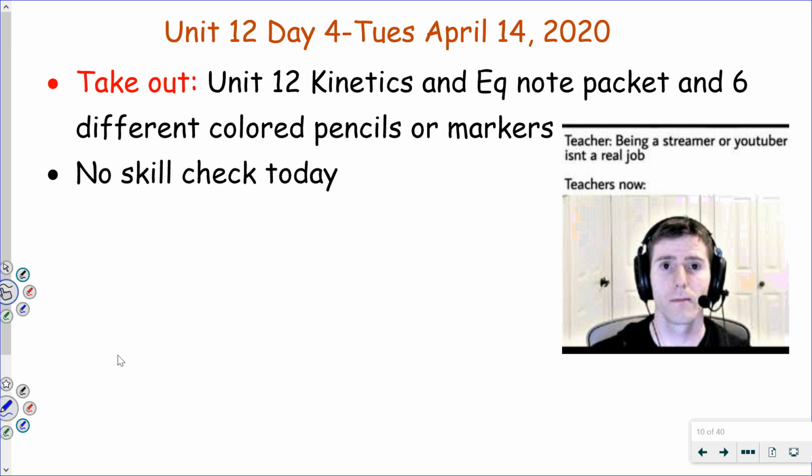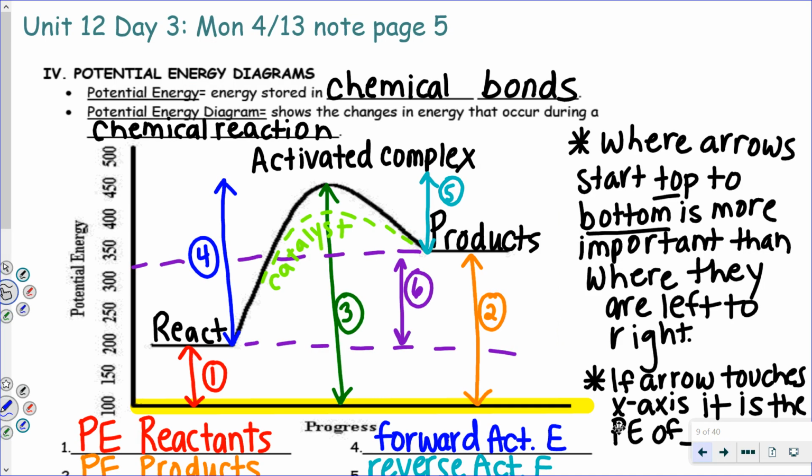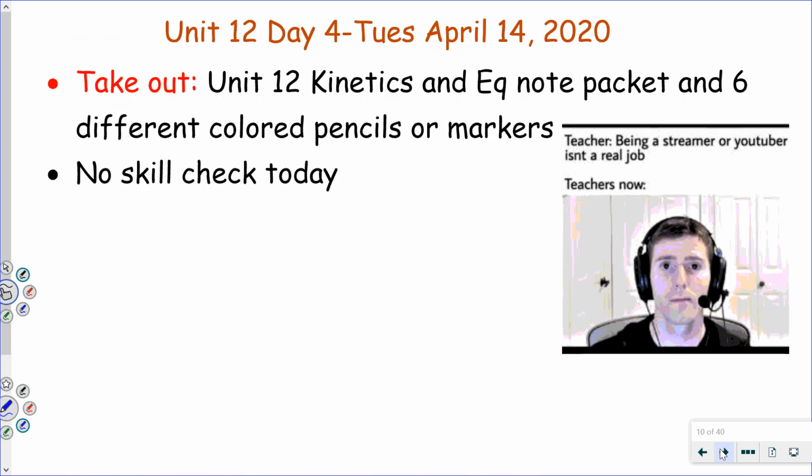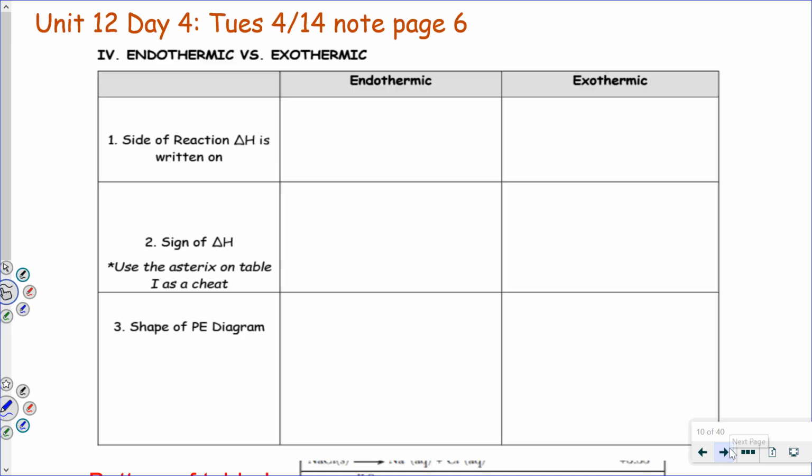But yesterday, we were working on labeling, if you recall, from page 5, the different components of a potential energy diagram. So that was things like potential energy of reactants, potential energy of products, the forward activation energy, the enthalpy, the delta H, what all those mean. What we'll do today is we're going to talk about how the shape of the curve changes if you have an endothermic versus an exothermic reaction. And then we'll actually do one practice labeling problem altogether. And that's where the colored pencils are going to come in. So please have your notes out to page 6.